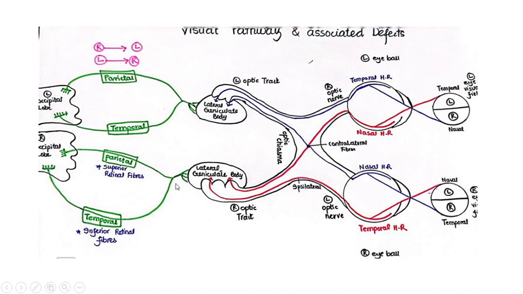So this is the right optic radiation, which is divided into the right superior retinal fibers and the right inferior retinal fibers. The superior ones pass through the parietal lobe and the inferior ones pass through the temporal lobe, and then they end up at the right occipital lobe. The same is the case for the left side. This is the left optic radiation, divided into the left superior retinal fibers, which pass through the parietal lobe and end up in the left occipital lobe, and the left inferior retinal fibers, which pass through the temporal lobe and end up in the left occipital lobe.